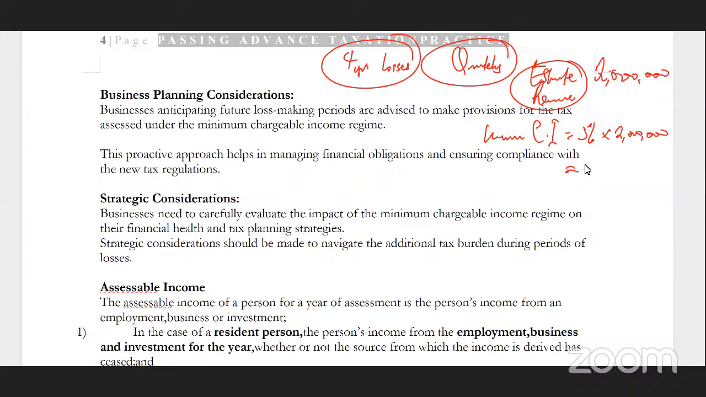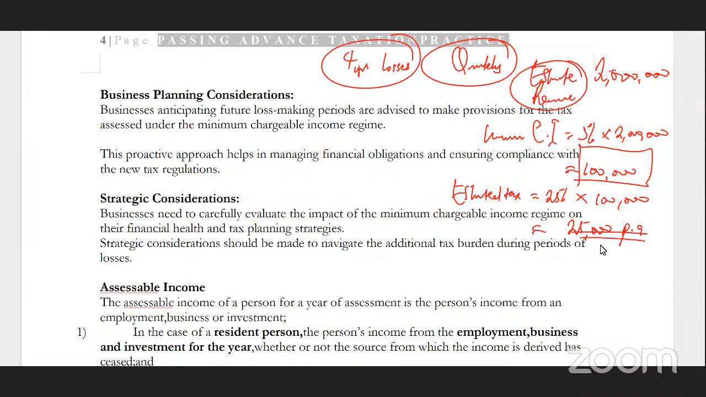That's 100,000, right? So we are saying that this 100,000 is our minimum chargeable income. Now we are going to get our estimated tax payable. Estimated tax is going to be 25% of what? This 100,000, right? And that gives us 25,000 per annum. Remember, tax paid is for the year.